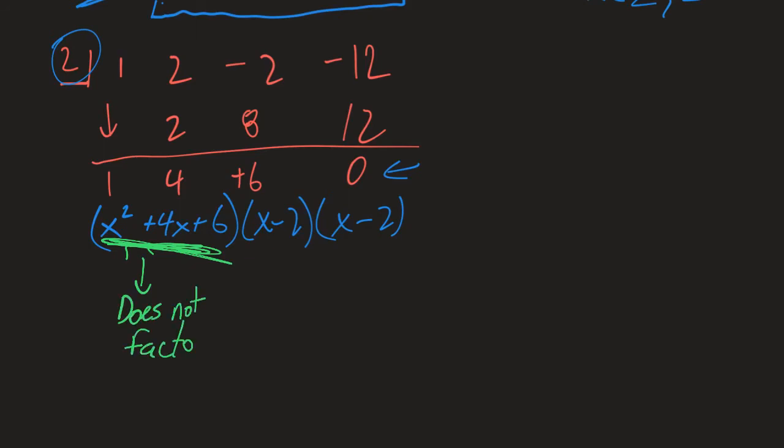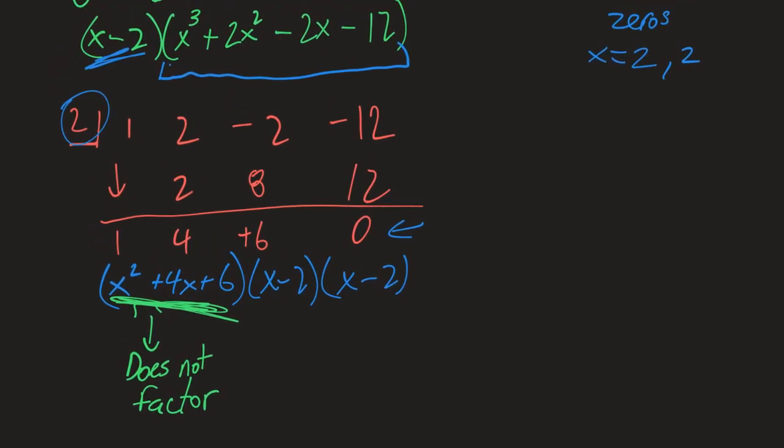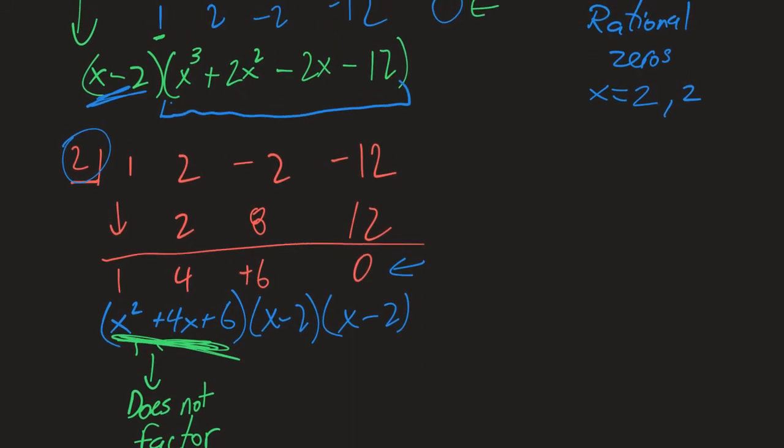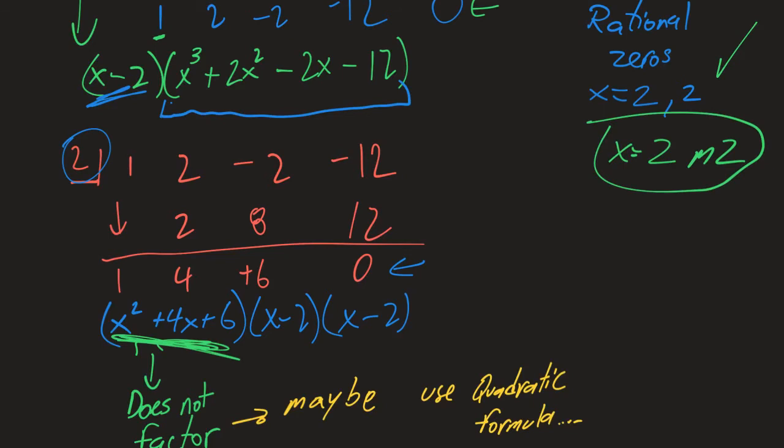So if we wanted to solve this further, we would definitely need the quadratic formula or maybe some other method to solve it. But for now, we're just going to stop because these are our rational zeros right here. Okay, so the only rational zero is 2 with a multiplicity of 2. And as for the part that didn't factor, maybe I wanted the complex or the irrational zeros, so we could go ahead and use the quadratic formula to help us solve this.